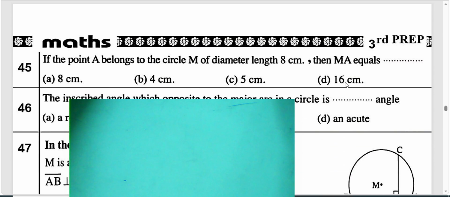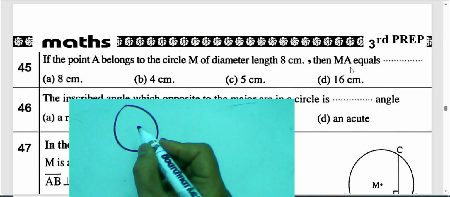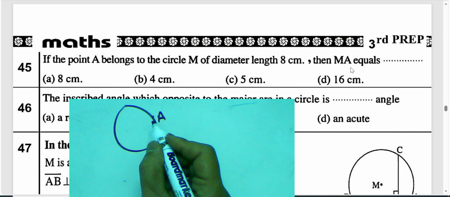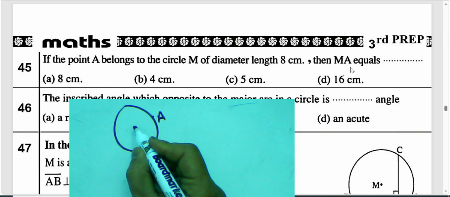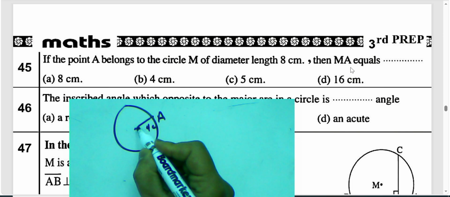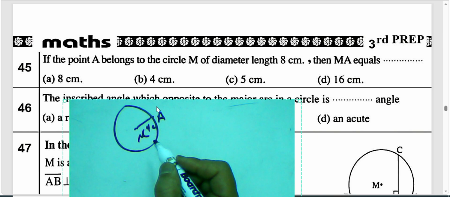Next question down here. The point A belongs to the circle of diameter length 8 centimeters, then AM will be equal to what? Okay, we have here A belonging to the circle, meaning it lies on the curve of the circle, and he gives you in the example the diameter was 8 centimeters and the radius will be 4 centimeters. The radius AM will be 4 centimeters. It shows here letter B.